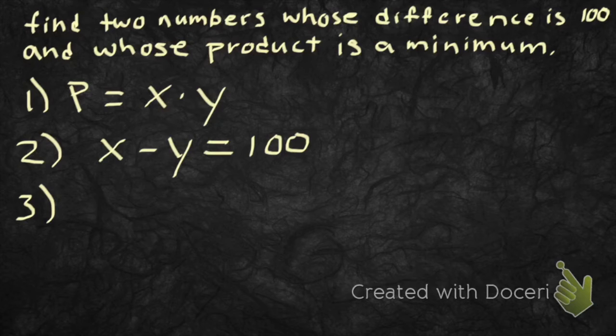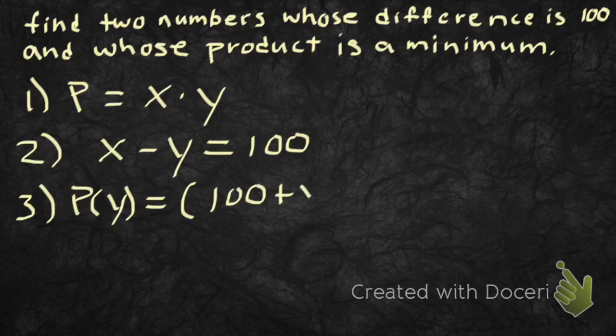I'm solving for x here because I figured it was easier. I found that x was 100 plus y. So everywhere I saw an x, I put 100 plus y, and then that was times that y. So then you distribute into that, and you get 100y plus y squared. And you take the derivative of that.